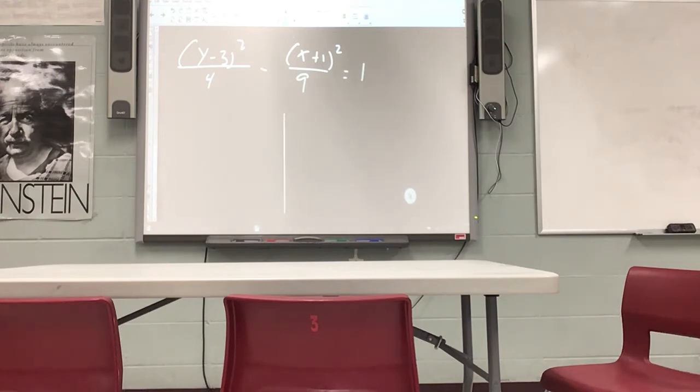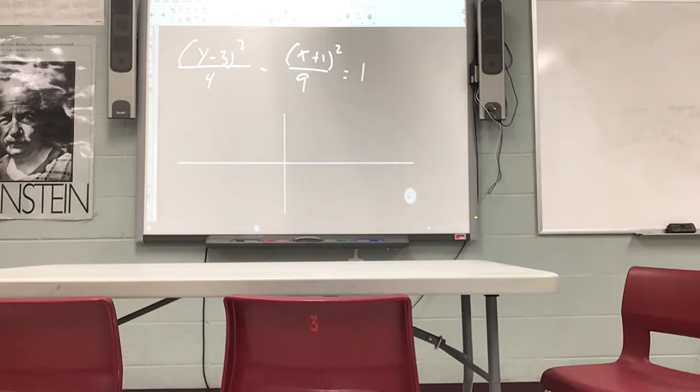Directions ask us to graph it. So what is it going to be? What is this the equation of? A vertical hyperbola. Okay, it's got the minus sign, and it's equal to 1, so we're a hyperbola. We're vertical because the y's first.